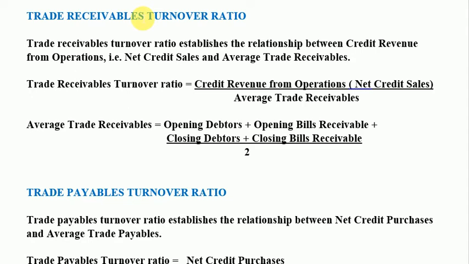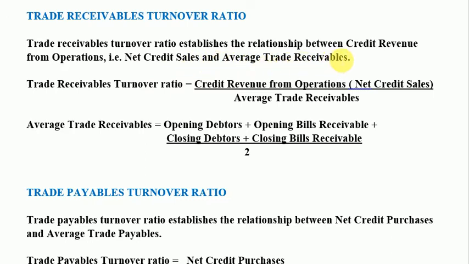So let us see what this says. Trade receivables turnover ratio establishes the relationship between credit revenue from operations. This word credit is important here. Only when there is a credit transaction do we have debtors and bills receivable, because there are no debtors and bills receivable in case of cash transactions. So credit revenue from operations, in simple terms net credit sales, and average trade receivables.